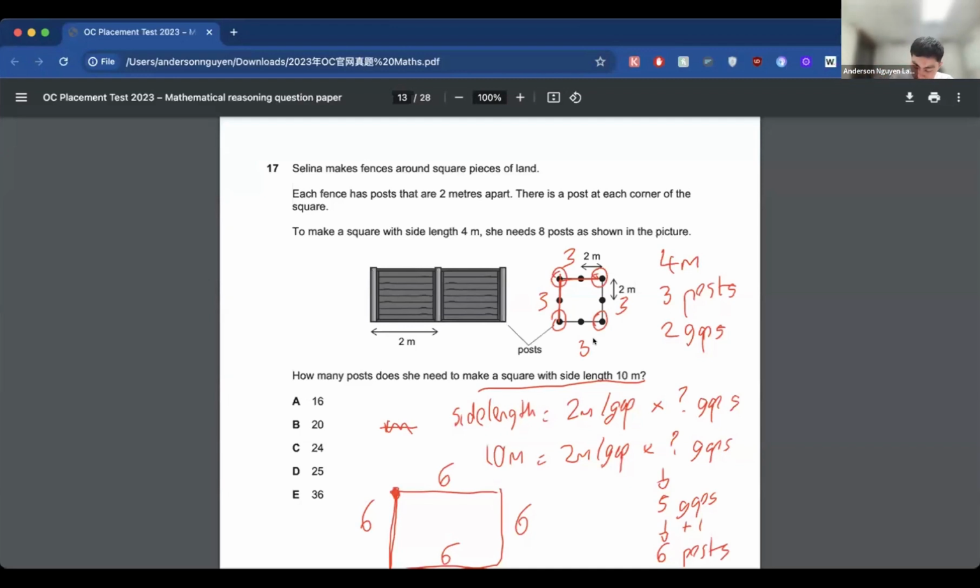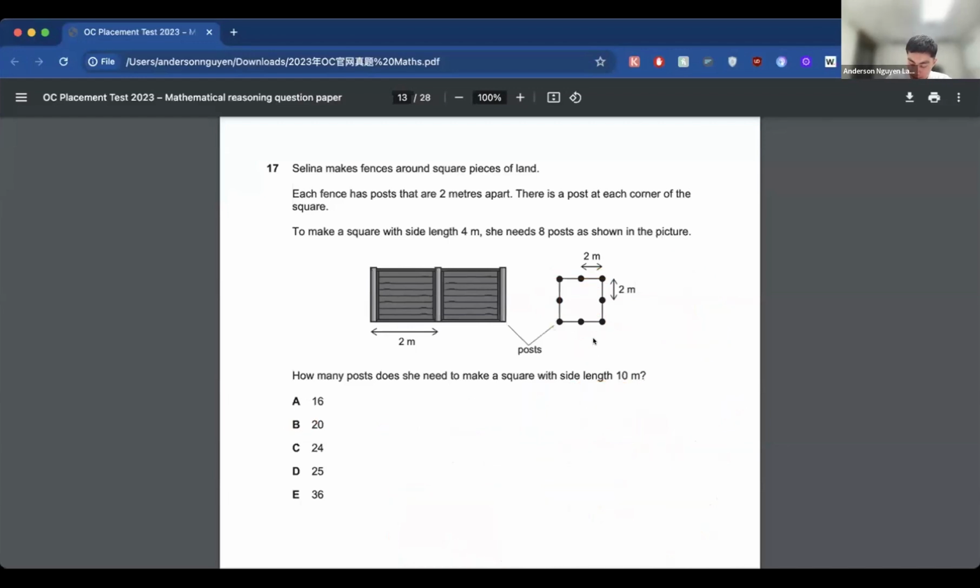So therefore, your answer is 24 posts minus the 4 overlaps. Every time you count the number on each side, those corner posts are going to overlap with the other side. So you need to take away the 4 overlaps. Getting you how many, folks? 20, okay? Which is option B, okay?